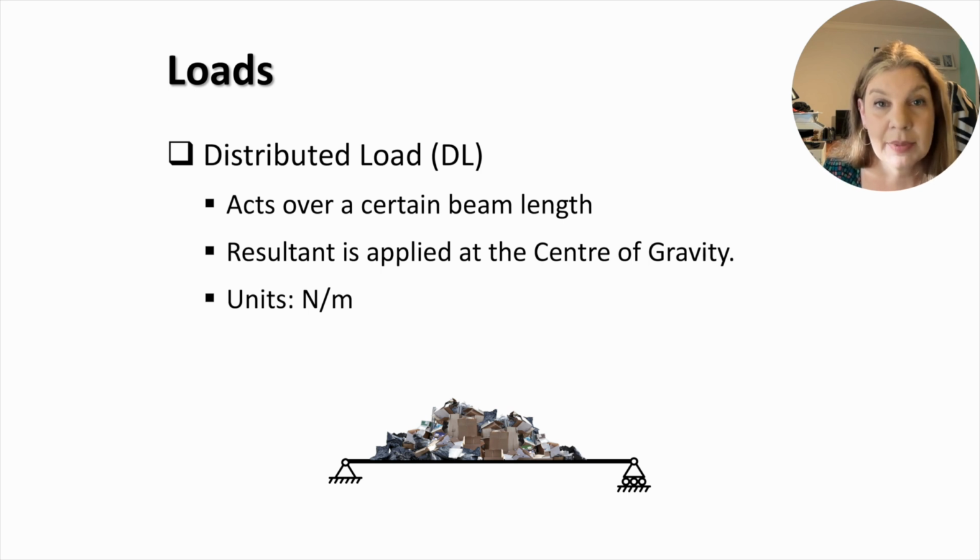Let's consider a beam carrying a heap of rubbish distributed over a certain length. As you can see, this heap is non-uniform and therefore it applies different loads at different locations along the beam. We can schematically represent a non-uniform distribution of weight by a curve, where the vertical distance from the beam to the curve represents the amount of load applied at that point.